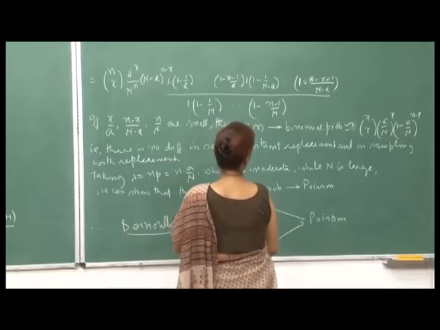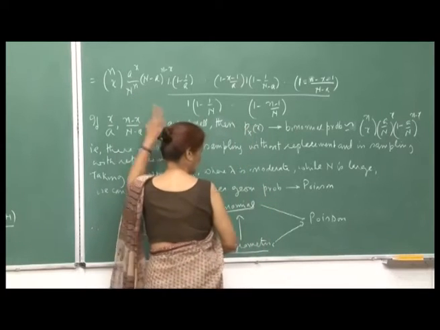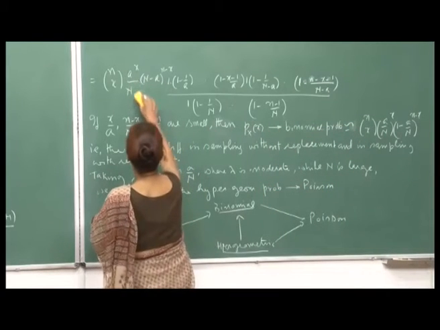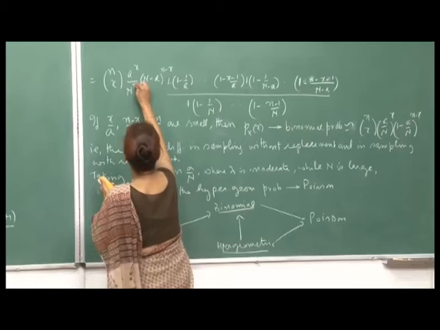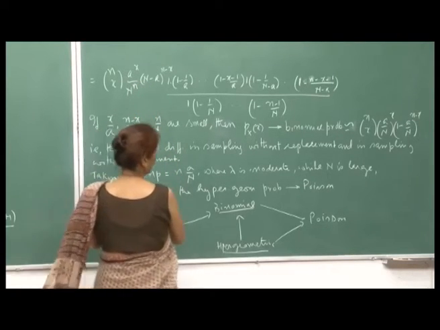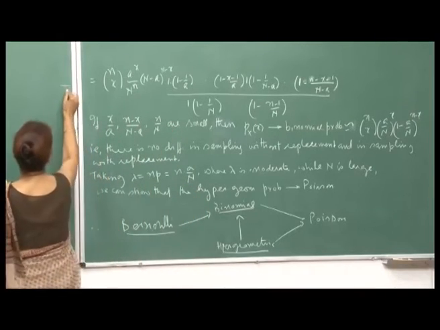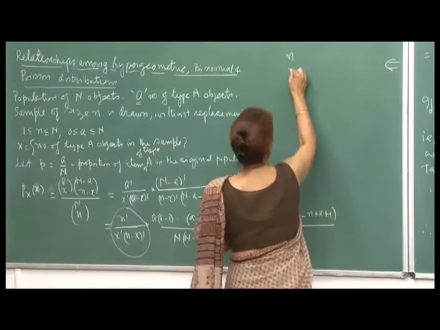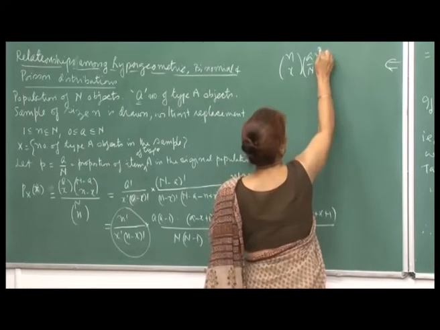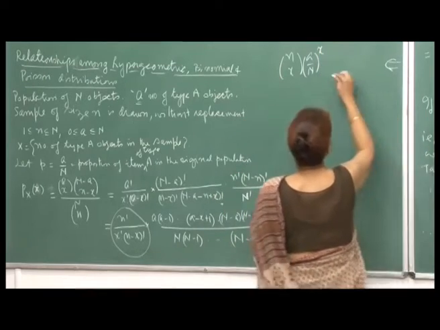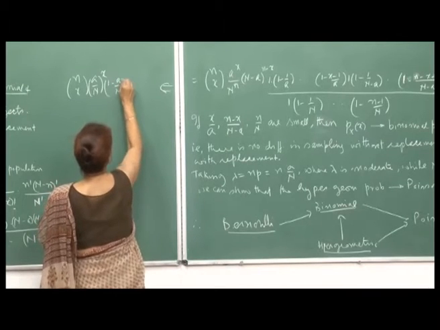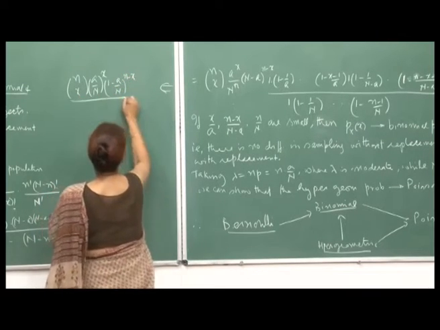Now, what I will do is, I should have written down this step here. I will write this as n choose x, then A by N raised to x, out of this, and then divided by N, so 1 minus A by N raised to n minus x.